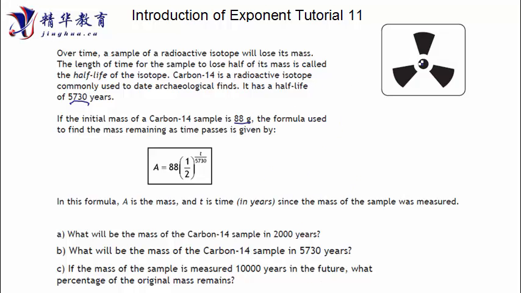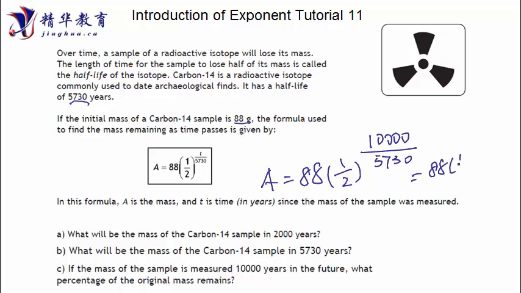Okay, so 10,000 years. Writing 10,000 instead of t, put 5,730 in the bottom, and then one half. We still do the same thing. That means after 10,000 years, how much mass do we have, right? Good. Let's put these things here. 10,000 divided by 5,730 equals 1.745. Okay, equal to 88 times one half to the power of 1.745.